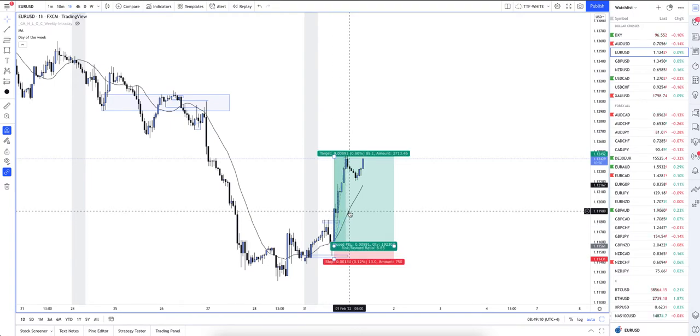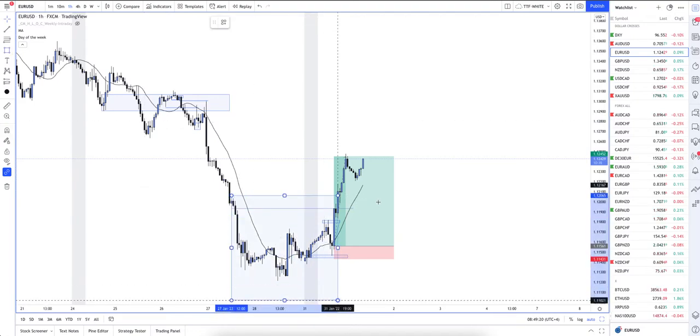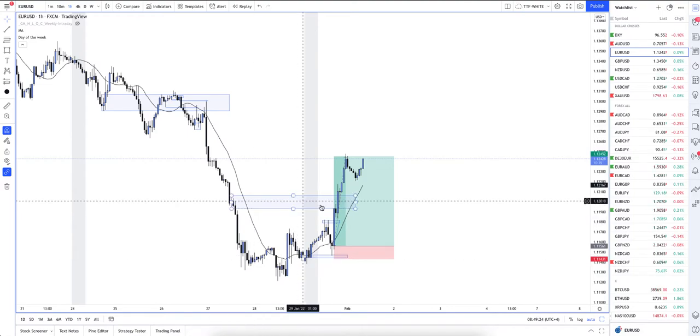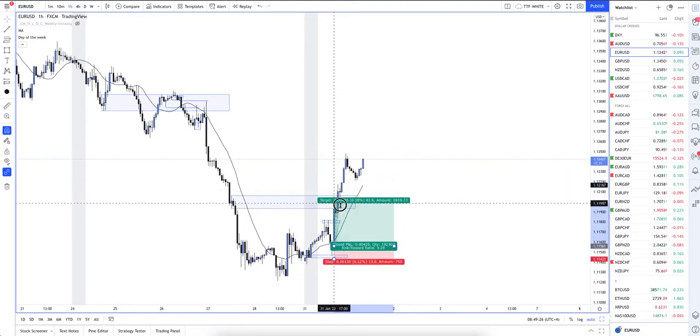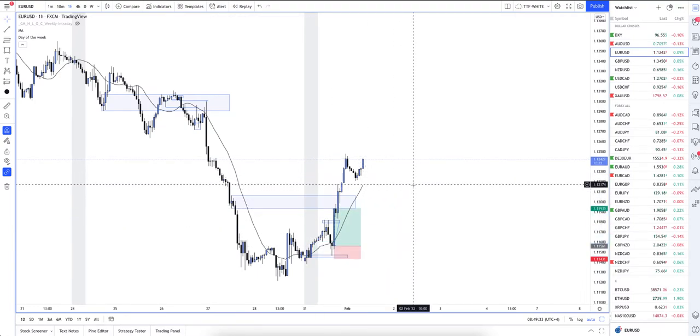Our target was actually 1.1191. Okay, and the reason for that target is just because of this level right here, which is obviously a point of interest on the hourly time frame. So that was the reason why I was happy to take profits around the bottom of this region. Now, little did we know the DXY wanted to keep dropping, and actually would have provided a lot more in terms of risk reward.